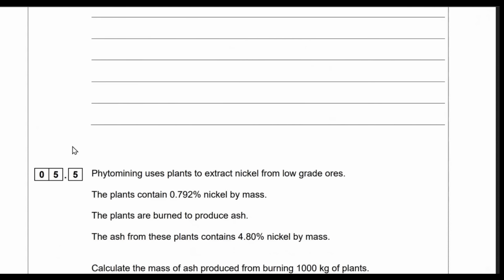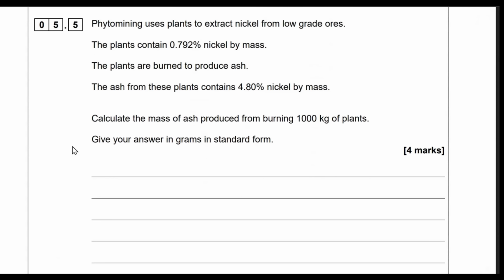Oh, it's giving me a headache. 5.5. Phytomining uses plants to extract nickel from low-grade ores. Plants contain 0.792% nickel by mass. The plants are burned to produce an ash. The ash from these plants contains 4.8% nickel by mass. Calculate the mass of ash produced from 1,000 kilograms of plants. Give your answer in grams in standard form. And it's worth 4 marks.